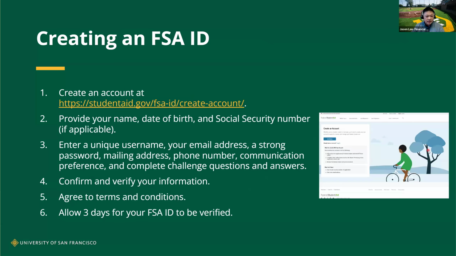And this is how you create it. There's the link. Essentially, you're going to provide your personal information: name, date of birth, and Social Security number. You have to create a username, provide an email address and a strong password, and provide your mailing address and phone number. I did put allow 3 days, but one of the changes they made was allowing it to be used immediately, so that may not be the case anymore of needing to wait 3 days.